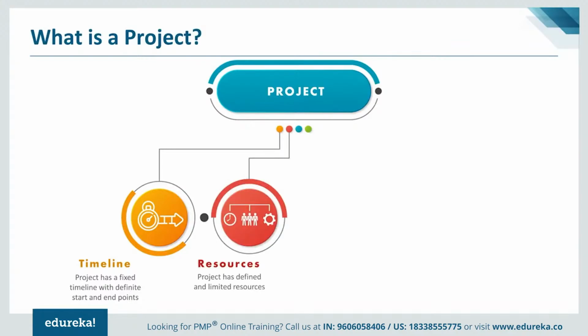Apart from that, a project will always consume certain resources. Now, when we talk about resources on a project, we talk not just about the human resources, but also the material resources, or for that matter, any other resources associated with the project. It could even be money, it could be human resources, it could be material resources. Depending upon the type of project, the kind of project that you're working on, the resources will be involved.